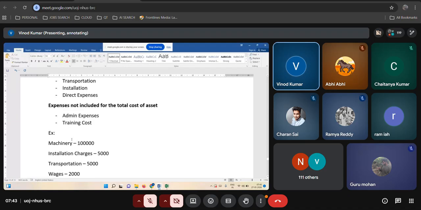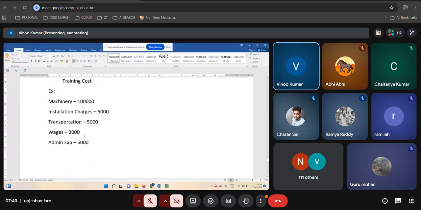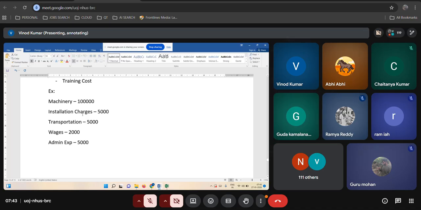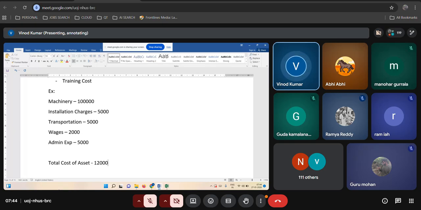What are the expenses we need to include? The 1 lakh cost plus 12,000. Yes, 1,12,000. So these general administrative expenses are not to be included, guys. So what is the total historical cost of the asset now? 1 lakh 12,000. So this is the cost concept.